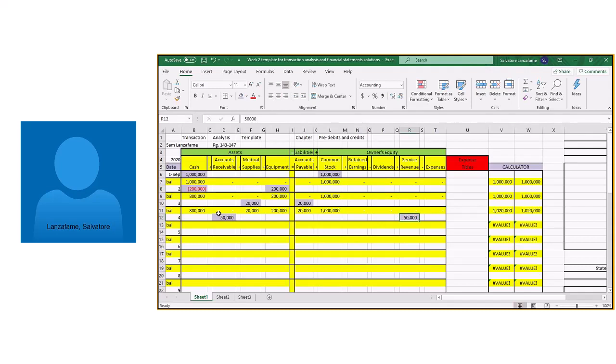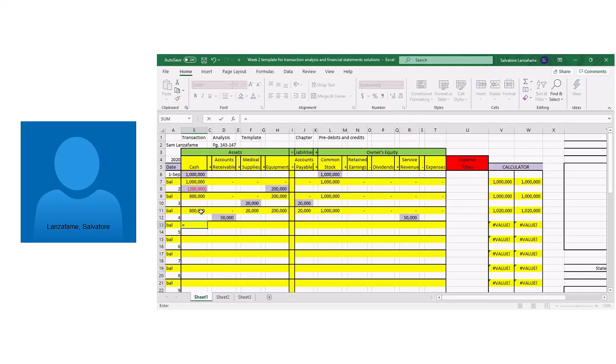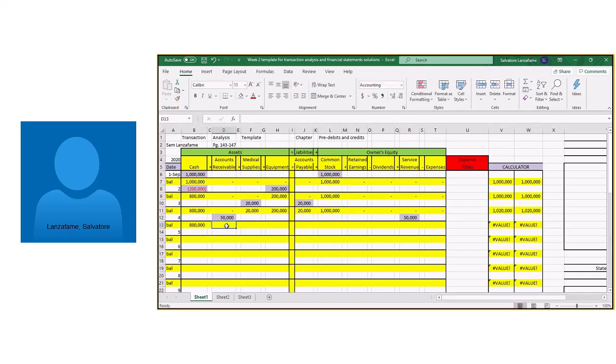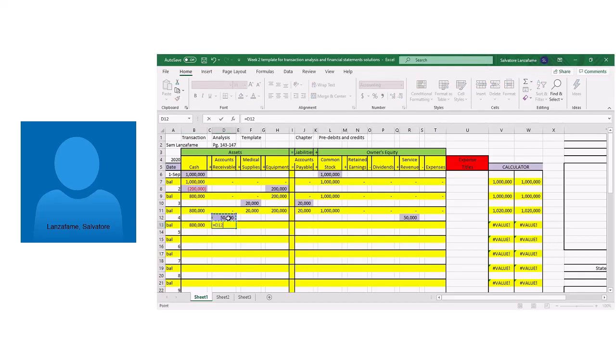So when you provide a service, your revenue goes up. You would have loved to have gotten cash, but we didn't get cash. Instead, we billed it out. So whenever you bill, you are going to use accounts receivable. Updating our balances, we still have $800,000 in cash. We now have $50,000 in accounts receivable. We've got $20,000 worth of medical supplies. We've got $200,000 worth of equipment.